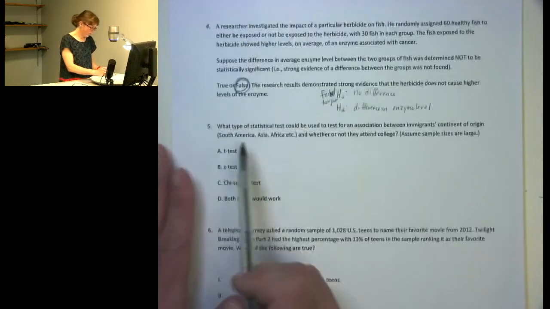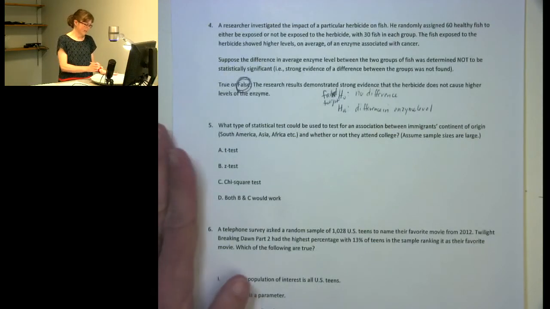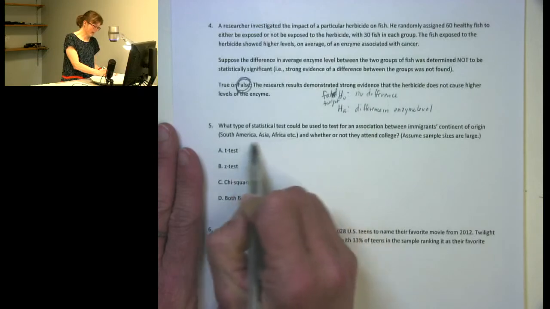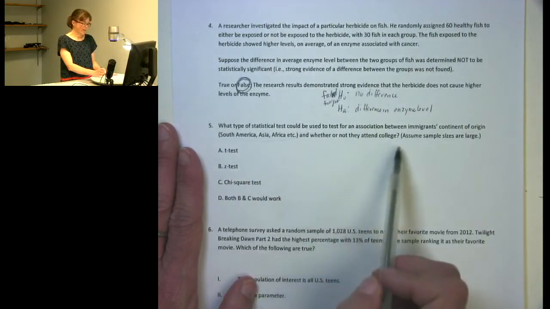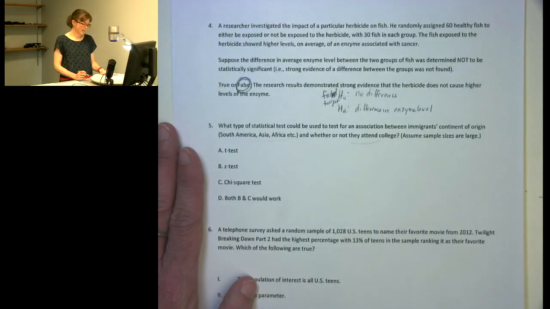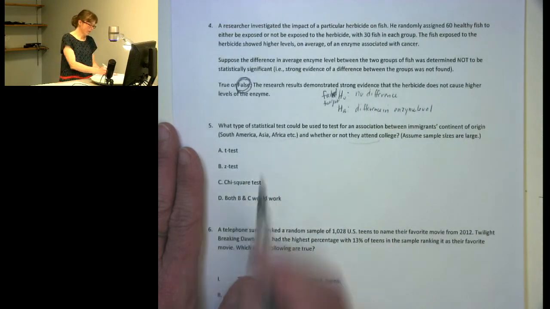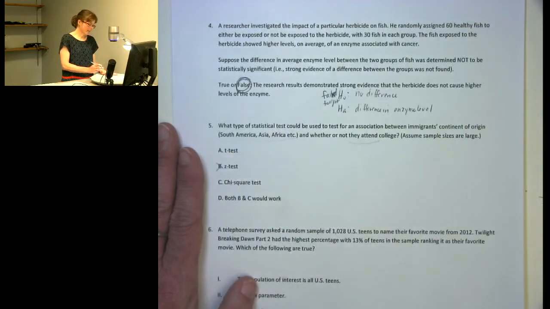Question 5. What type of statistical test could be used to test for an association between immigrants' continent of origin, so that's a categorical variable with many categories, and whether or not they attend college, which again is another categorical variable. Since we have two categorical variables, but we've got more than two categories for one of them, we can't use a z-test. We can't use a t-test because we'd need a quantitative variable there, so we'd be working with means.